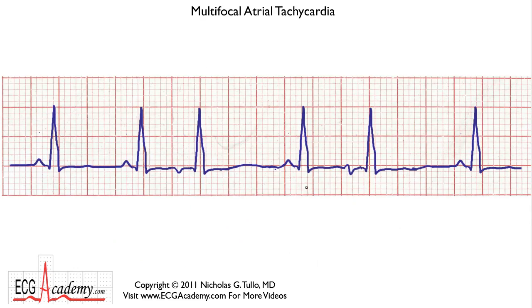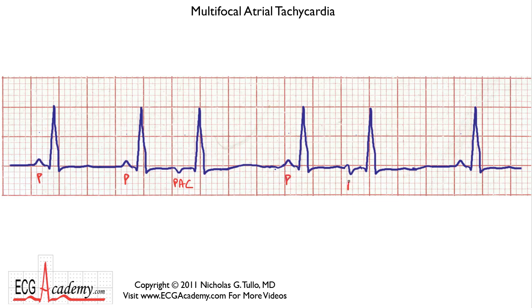Imagine that you're looking at a rhythm strip like this and you're thinking, oh, look at that. Well, these look like normal sinus beats here with P waves and QRS complexes. And this is clearly an early beat. It's a premature atrial contraction. And then there seems to be a compensatory pause, another sinus beat.